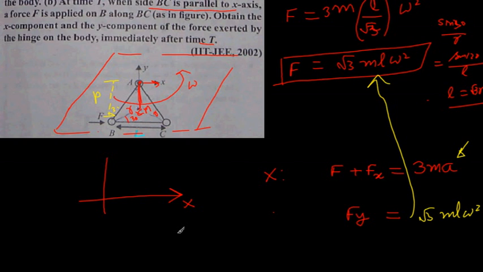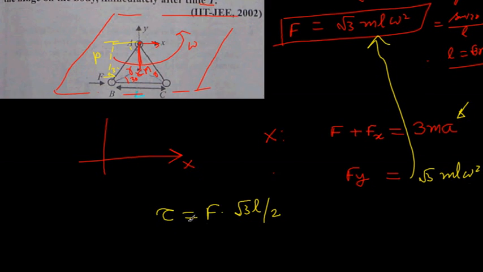The total torque will be F into root 3L by 2. This is L, this angle is 30 degrees, that is the base, and this is the perpendicular, so this one will be 60, and we need to find this one, so cos 30 gives root 3L by 2, correct. Now tau will be I alpha. What would be the value of I?